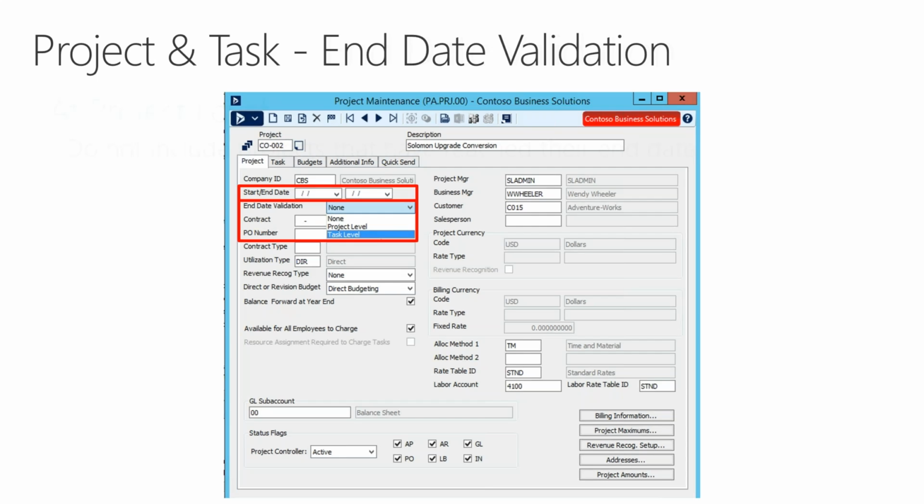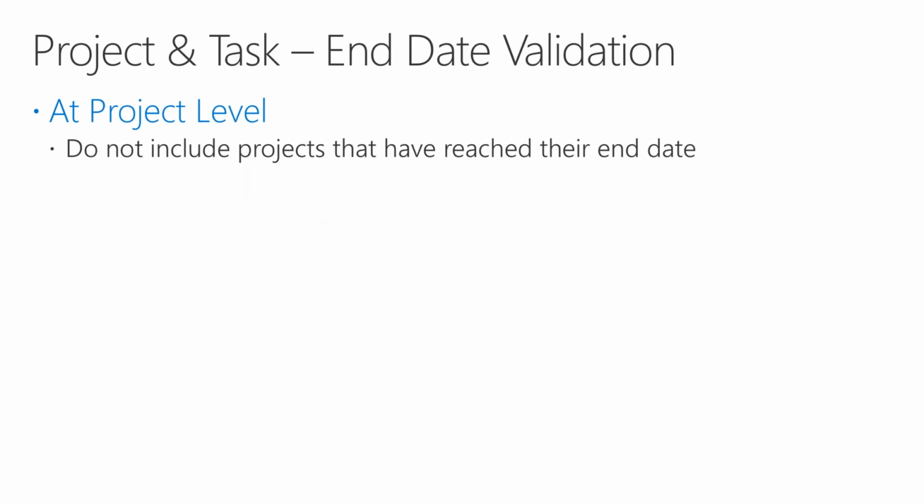Now, what does that mean? Well, at a project level, what it means is that if today is after the end date of your project, then that project's going to stop showing up for me to be able to do my time and expense entry. So no longer, we said it was cutting off, can no longer do it, we're done.